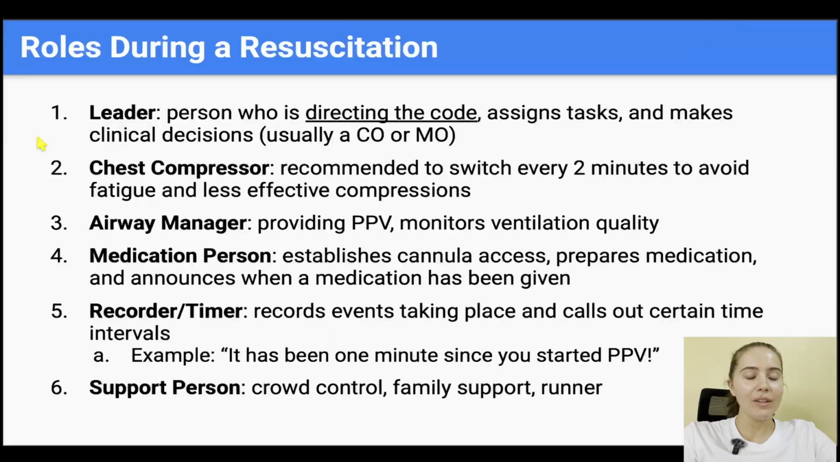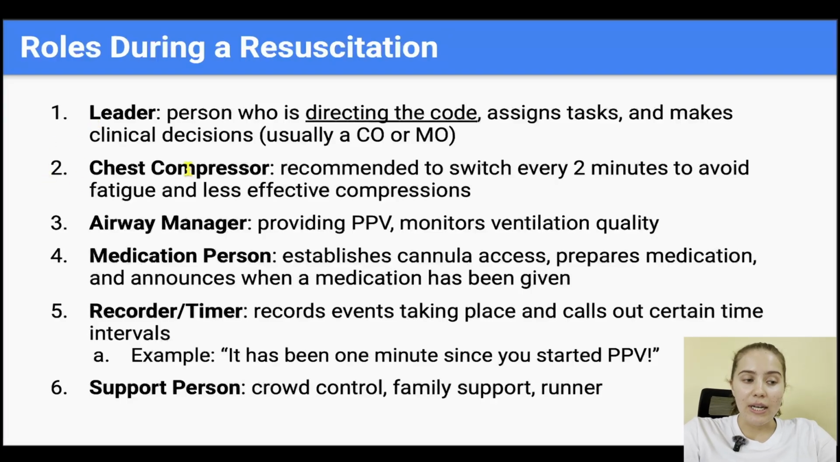So we've gone through all of the different parts of a resuscitation, and this slide goes over the different roles that should be filled if your baby needs assistance breathing or transitioning to life outside of the womb. The first role is a leader. This is ideally a CO or a MO and is the person directing the code, telling people what to do, assigning tasks, and making clinical decisions. So they might be the one who is telling the nurse to start drawing up some adrenaline.